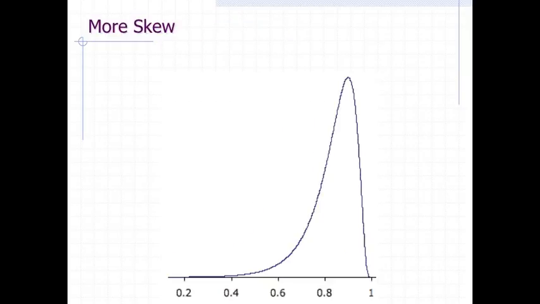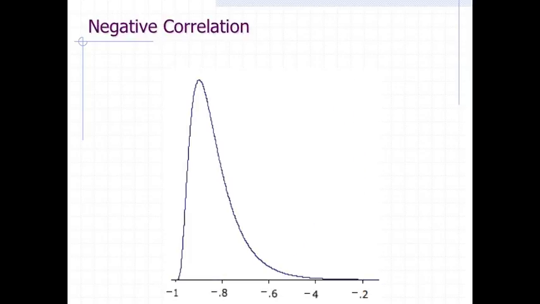The larger the population correlation rho, the larger the skew. This graph shows the sampling distribution for rho equal to 0.9. When rho is negative, the distribution has a positive skew. This graph shows the distribution for rho equals negative 0.9.